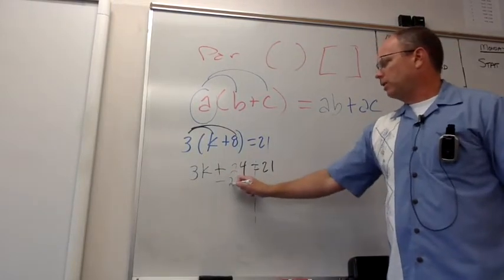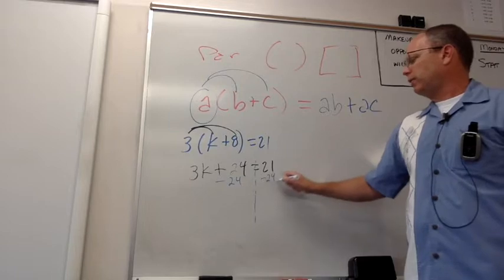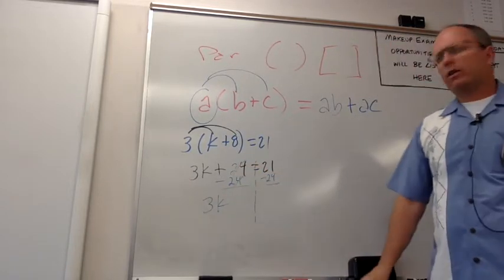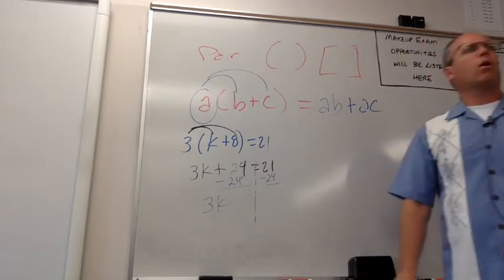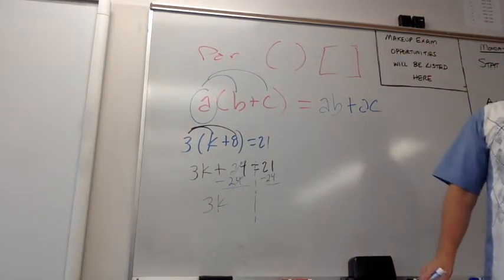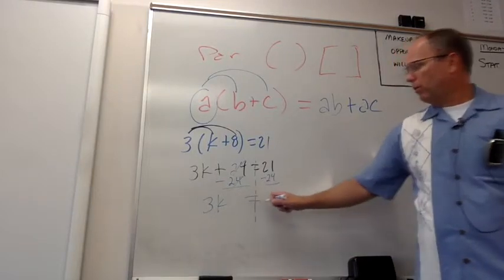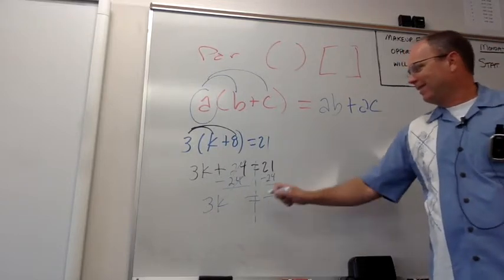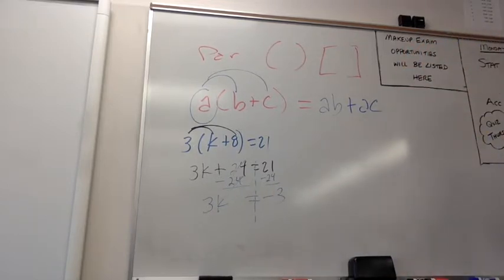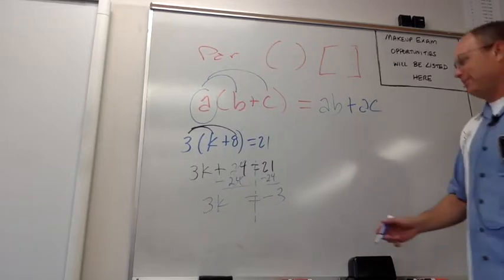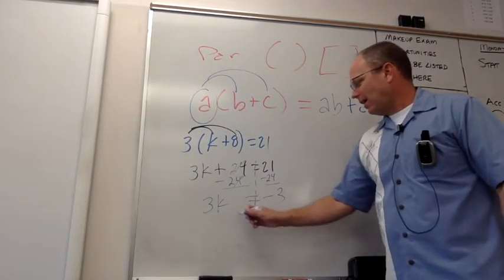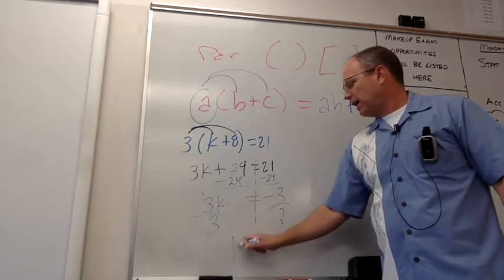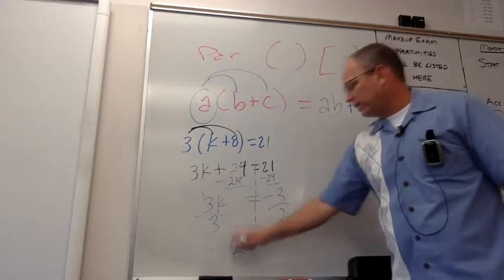So next step might be to subtract 24 from both sides because it's a positive 24. So I get 3k on this side. Those cancel each other out. 21 minus 24. Negative. What? Negative 3, right? Oh. If it was 21 minus 4, you're absolutely right. It would have been 17. Sorry about that. It would happen. Okay, so cancel. That's k equals negative 1.